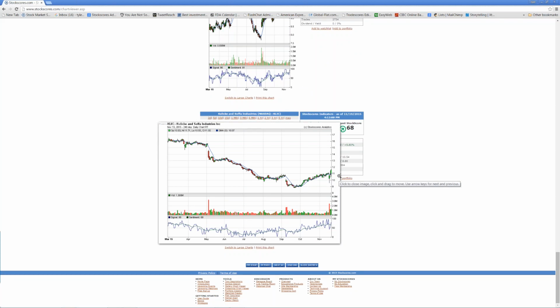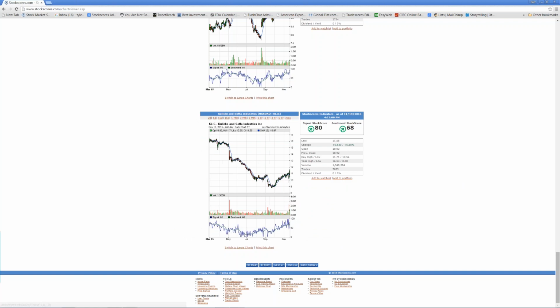So I like this. I would rate it a 7 out of 10. I wouldn't give it an 8 or a 9 out of 10. But I think it's got good potential to move higher from here. And if you're looking for a longer term position trade, this one looks, like I said, a 7 out of 10. So moving along.